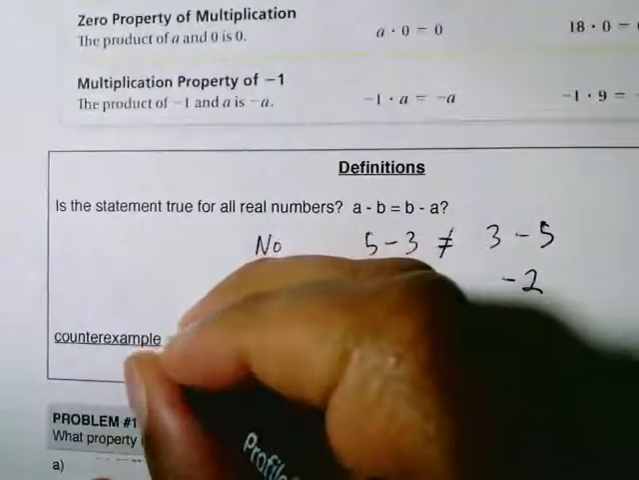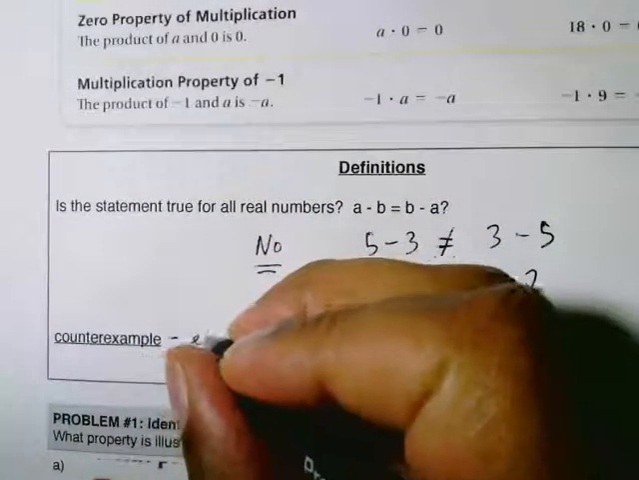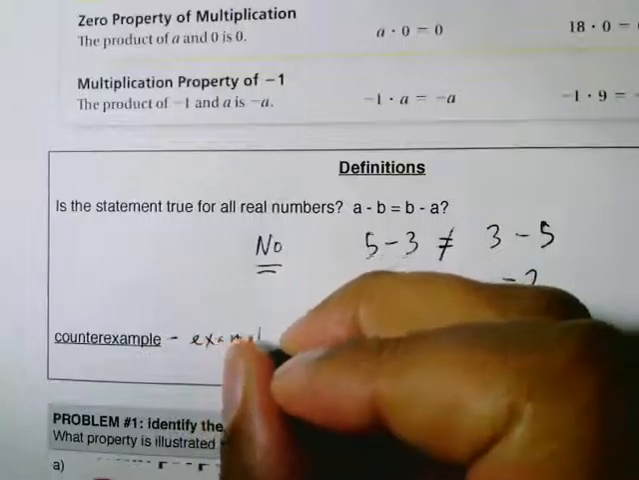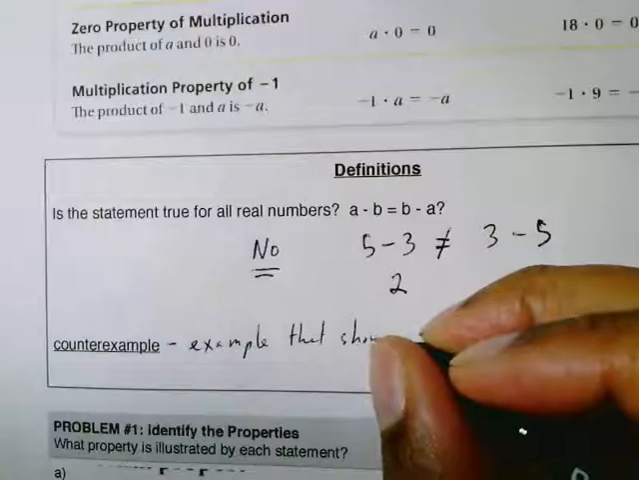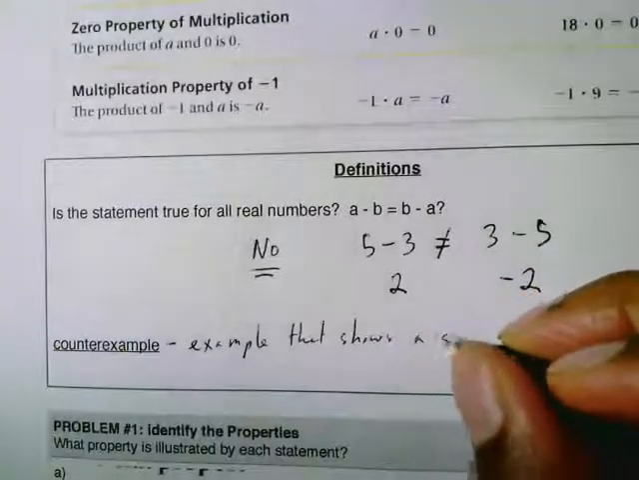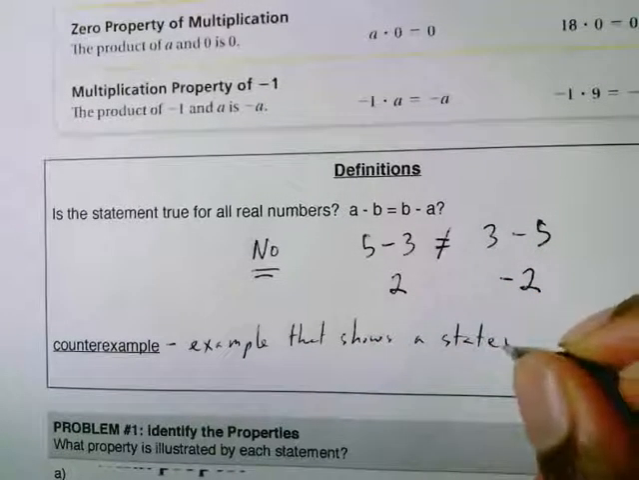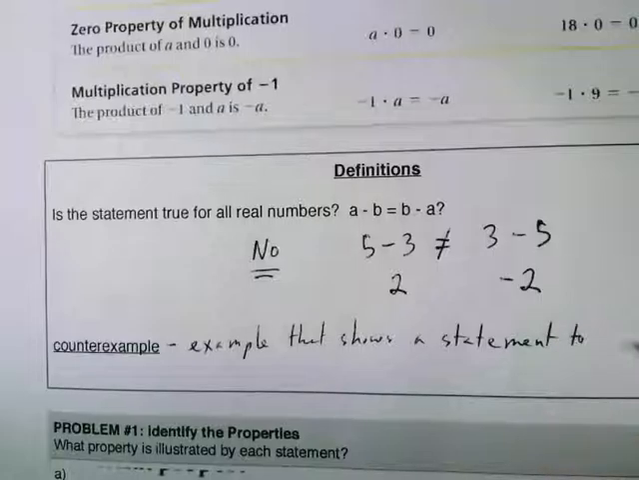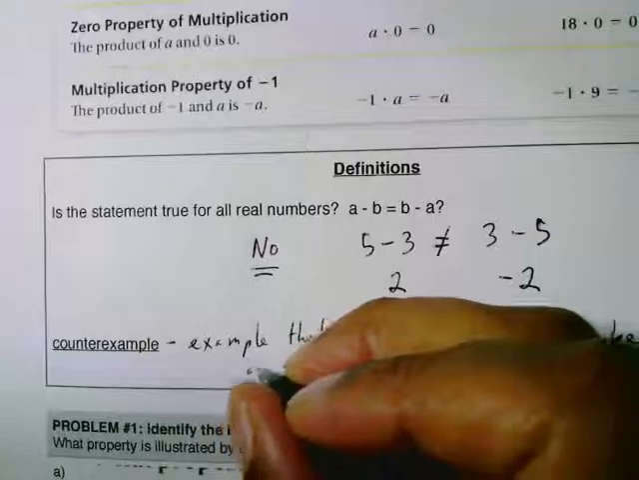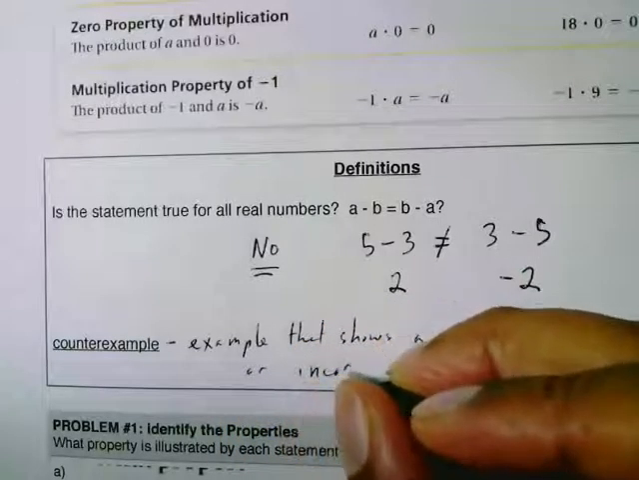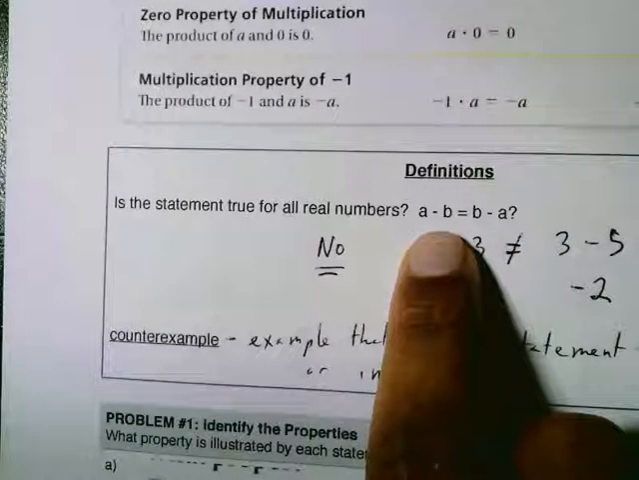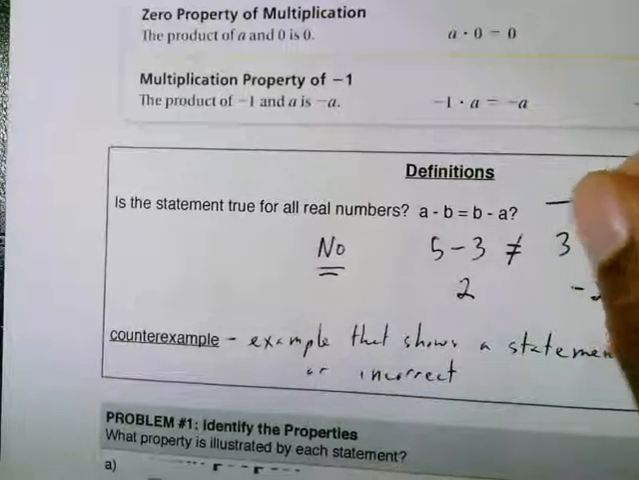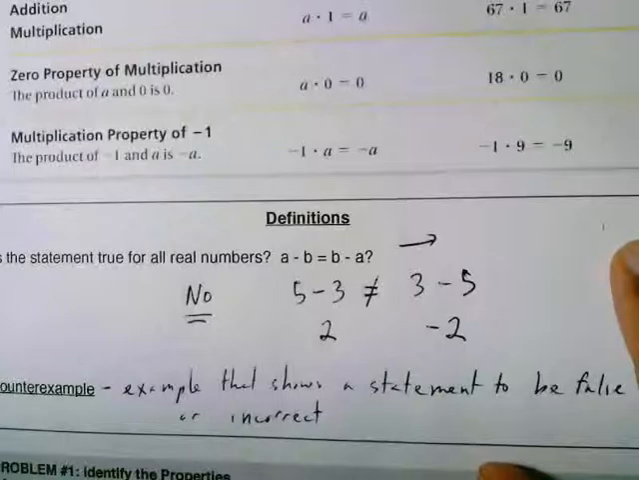And what a counter example is, is an example that shows a statement to be false or incorrect, right? So we just showed that basically this property, which would be the commutative property, is not true for subtraction.